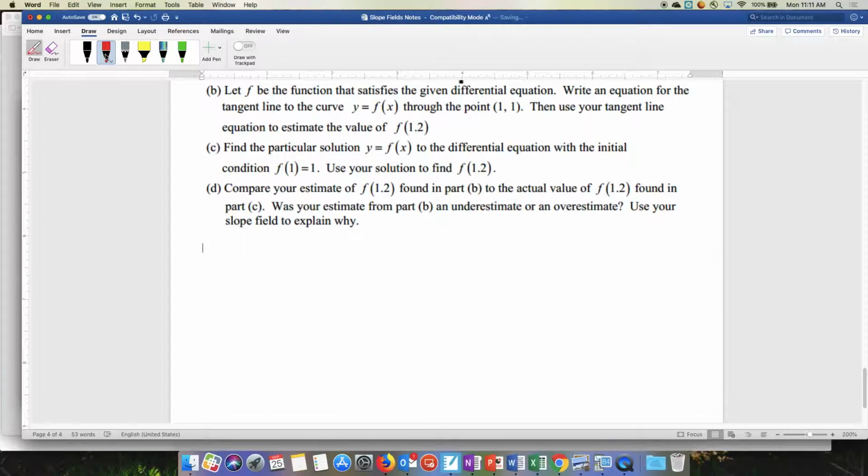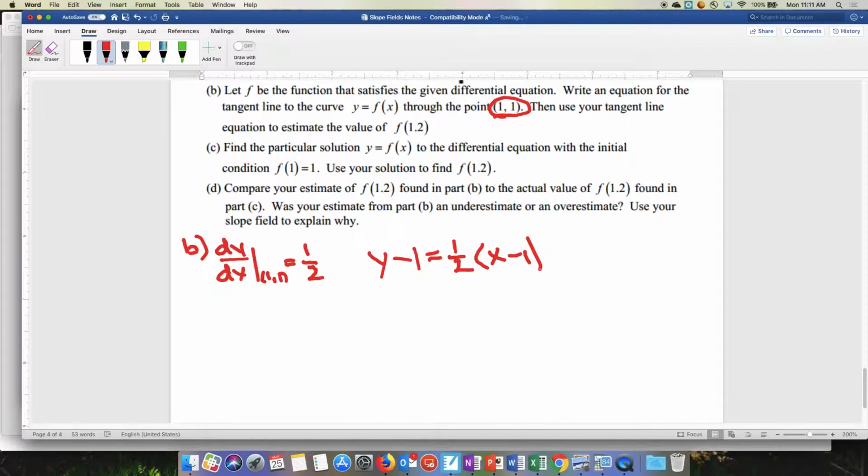Okay. So we want the tangent line equation through 1, 1. Before we can write a tangent line equation, what else do we need? We need point and slope. What is our slope at the coordinate 1, 1? Okay. So our tangent line equation is y minus 1 equals 1/2 times x minus 1.